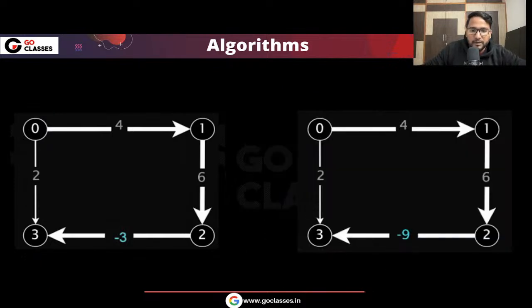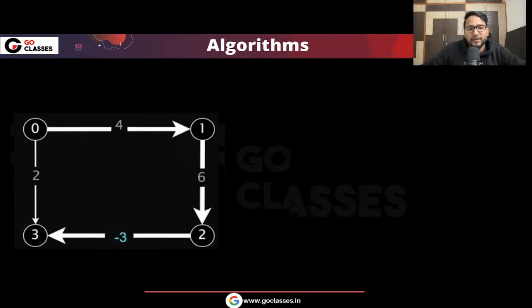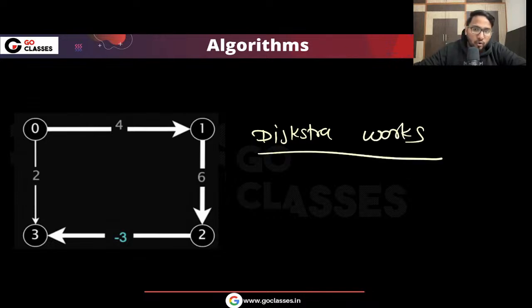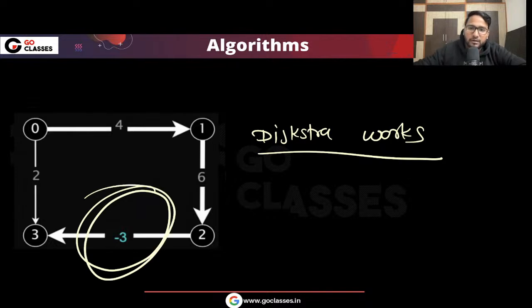in this particular example, let me just remove this for now. In this particular example that I have just given you, Dijkstra works, right? Is there a negative cycle? No. There is just a negative edge, and Dijkstra is working. Okay, let's just see more.